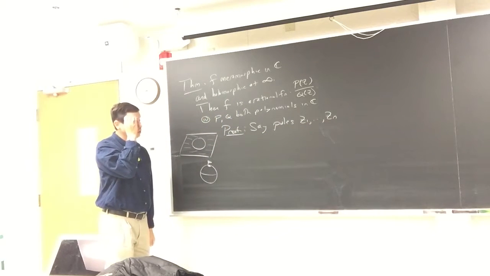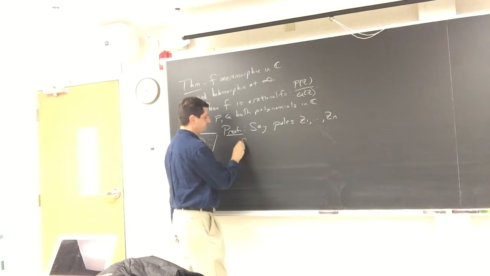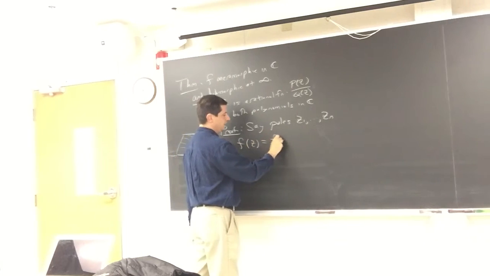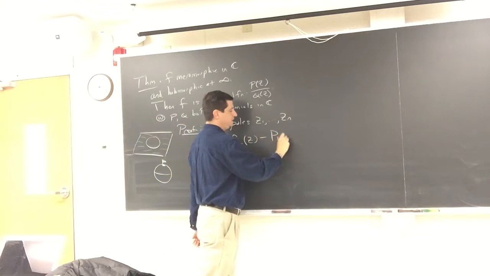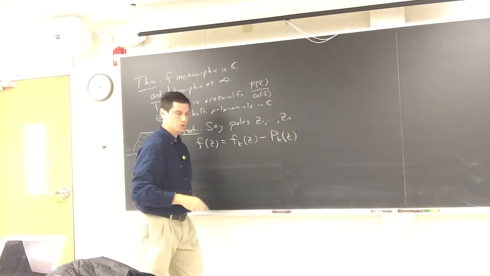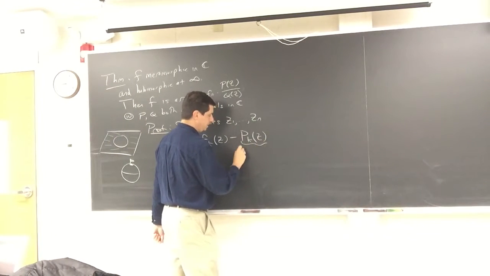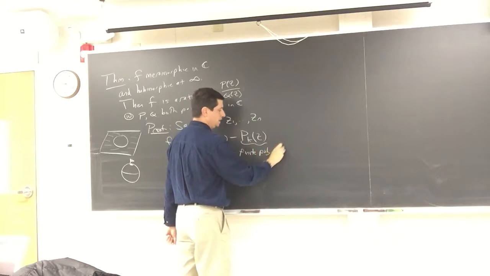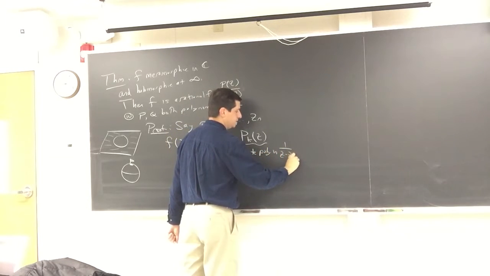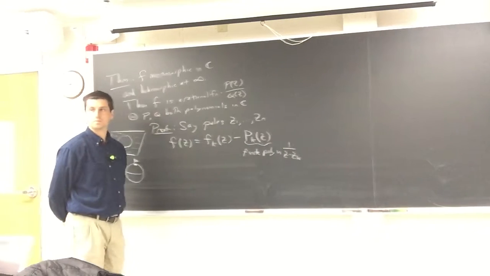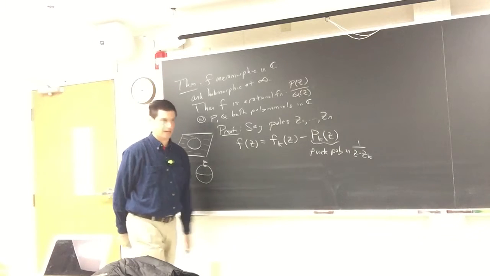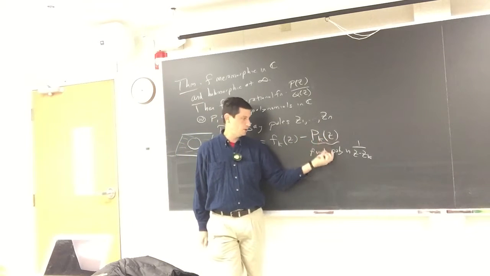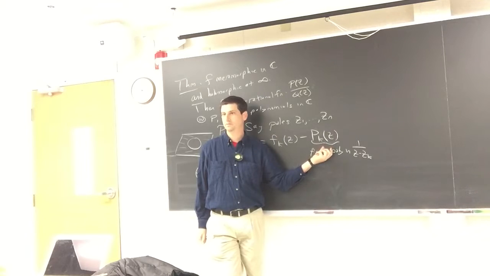So at each pole, we can write our function f of z as maybe fk of z minus pk of z, where this is going to be a finite polynomial in 1 over z minus zk. That's what it means to have a pole at zk. It has to blow up, and it's going to blow up like 1 over z minus zk.